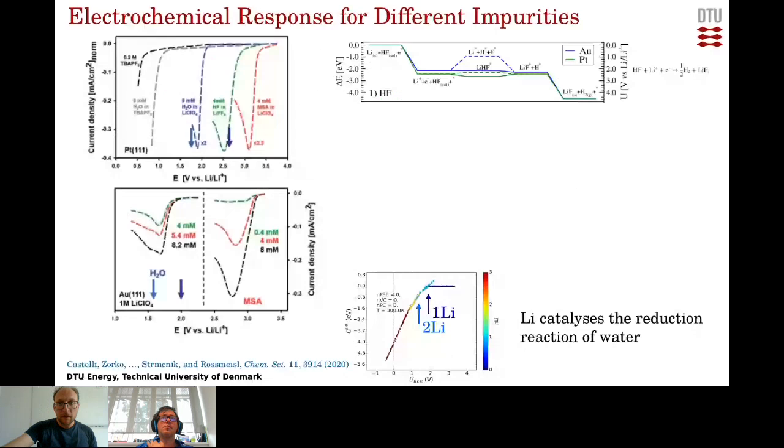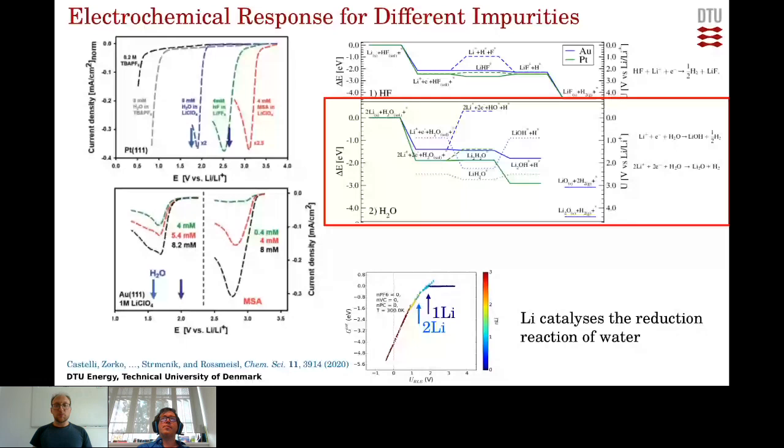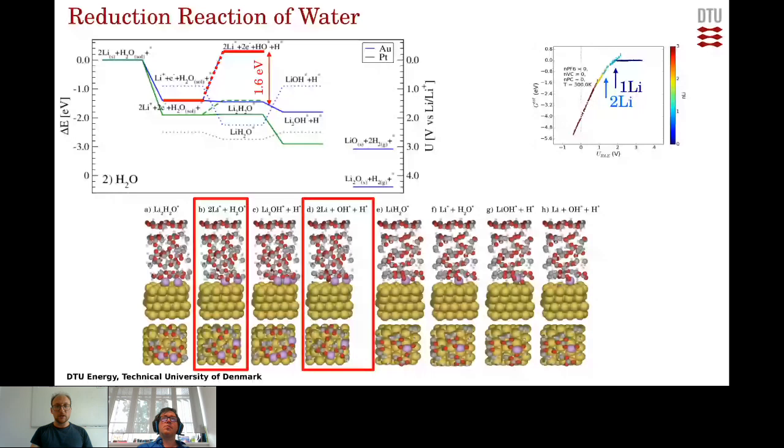Beyond the HF impurity, we can also add water impurities. So now we manually add water to the electrolyte, and we try to see what the product is there. Again, we have hydrogen evolution, but how do we split water? You can see this in this slide here. We have several different paths. In one path, you split water into OH and hydrogen without any interaction with lithium, and this has a potential of around 1.6.